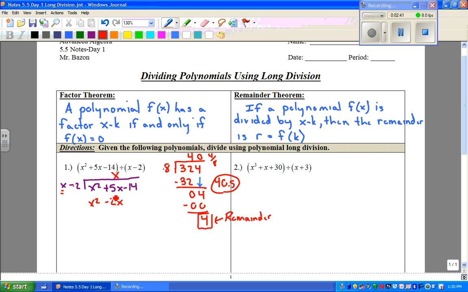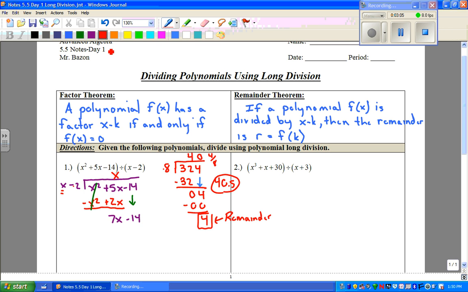Now remember, we're going to take the difference of these two, so I'm going to subtract that, which means this is going to become a positive sign right here, and we'll see what we have left. That and that cancel out, and you're left with 5x plus 2x, which gives you 7x. You bring this down, so you have 7x minus 14.